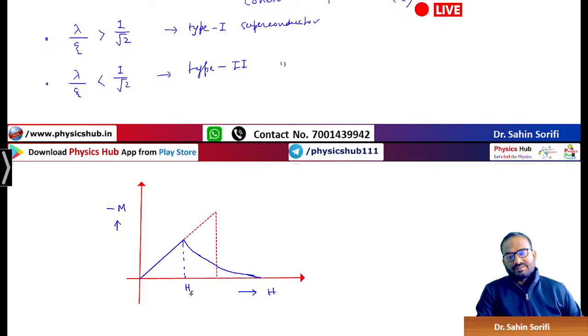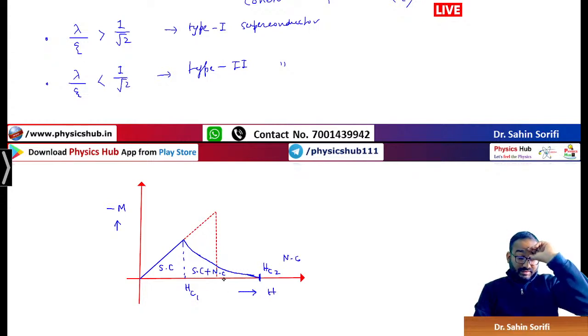This is your Hc1, this is your Hc2. Here it is a perfect superconductor. Here the superconductivity starts destroying, so it is a mixture of superconductor plus normal conductor, and beyond Hc2 it is becoming a normal conductor again.